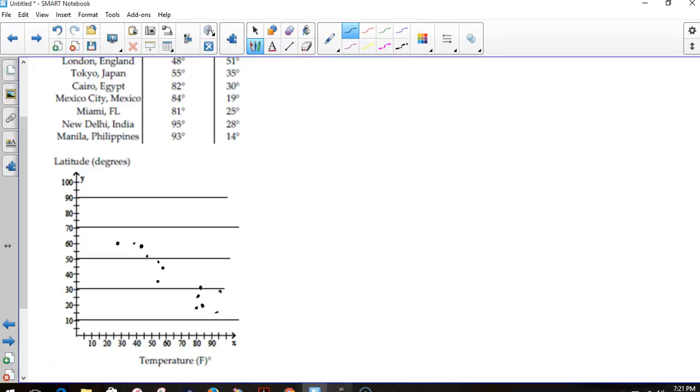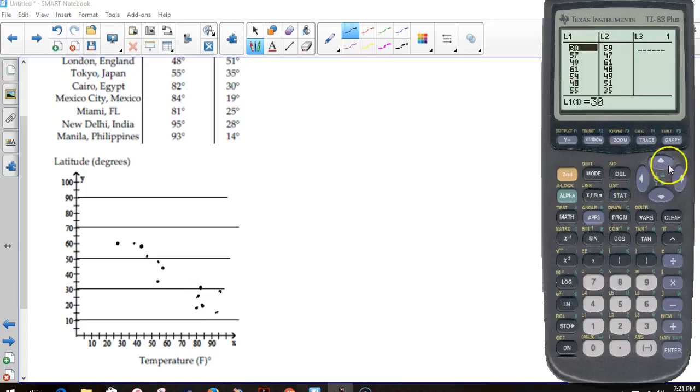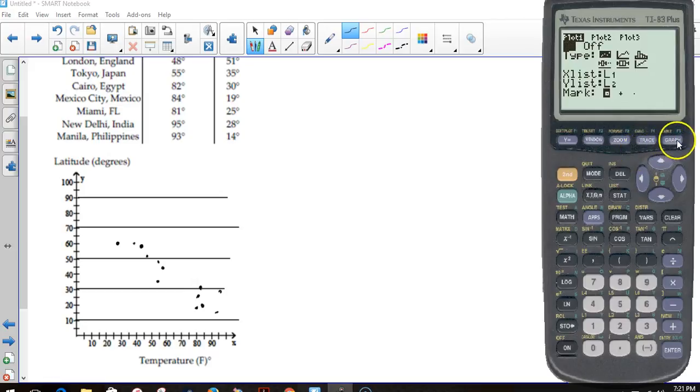So what we could do instead to give us a little bit of a break is to go into Stat, Edit, and put all my temperatures in L1 and all of my latitudes in L2. Go up to Second Stat Plot, hit Enter, Enter to turn it on. Now when you hit Graph, you're probably not going to see anything. So we'll need to hit Zoom and then go down to Zoom Stat, or ZStat. And there we go, much better.